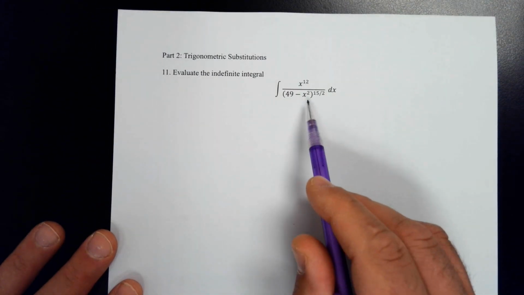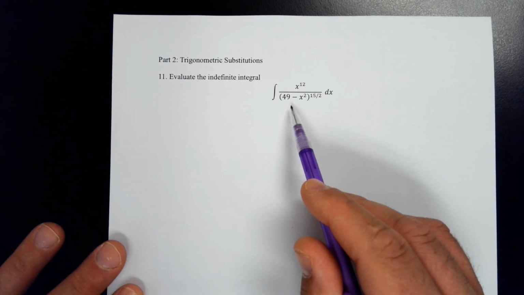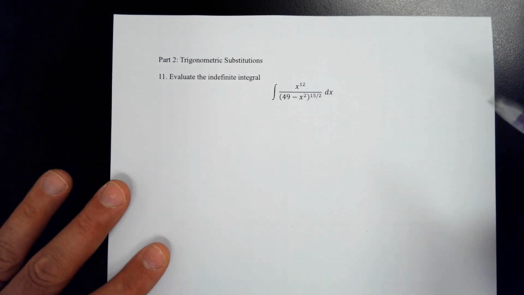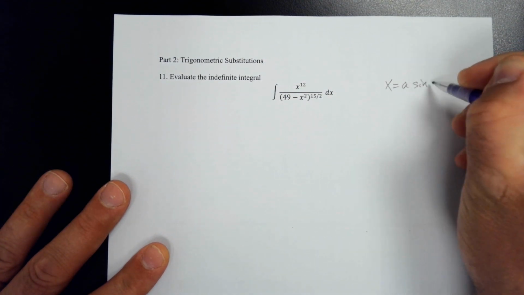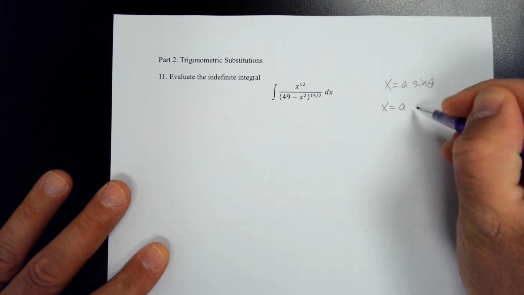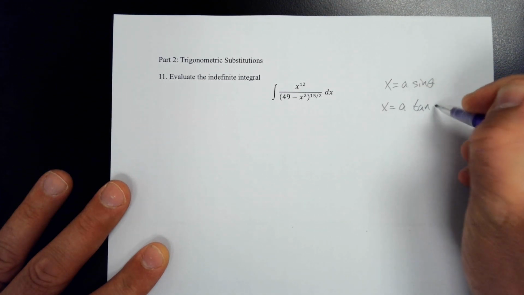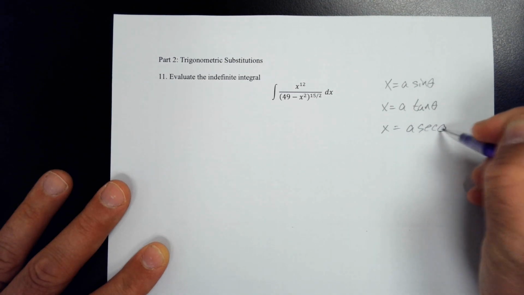Here we have a constant minus x squared raised to some power. Whenever we have something like that, we have kind of three choices. Am I going to let x equal a sine theta? Am I going to let x equal a tangent theta? Or am I going to let x equal a secant theta?